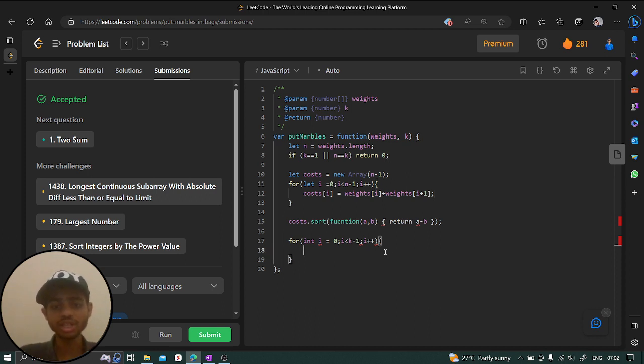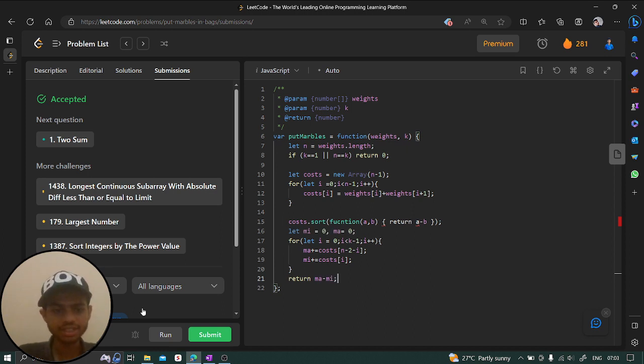So what are we going to do for each k minus 1 divider line? We're going to calculate the minimum and the maximum. So let's define let minimum is 0 and maximum is also 0, right? So we are going to say maximum should be plus equal to cost of n minus 2 minus i, right? And minimum is going to be starting from the front, so cost of i. After that, we can simply return maximum minus minimum.